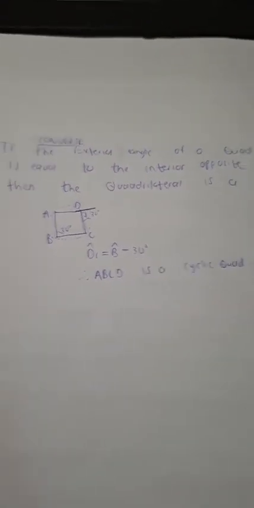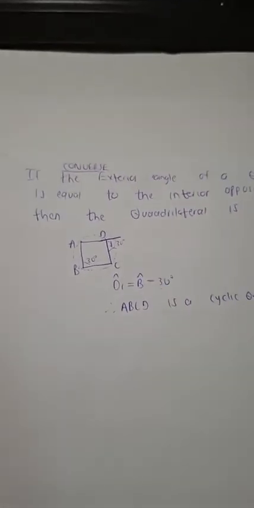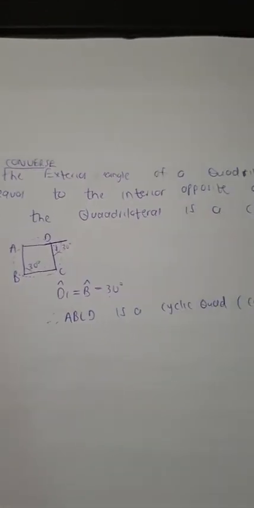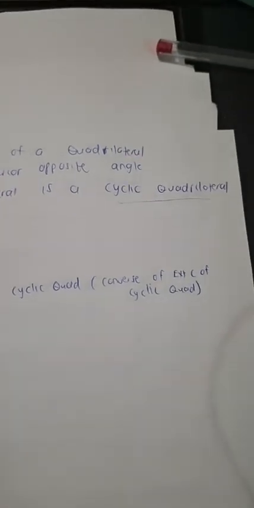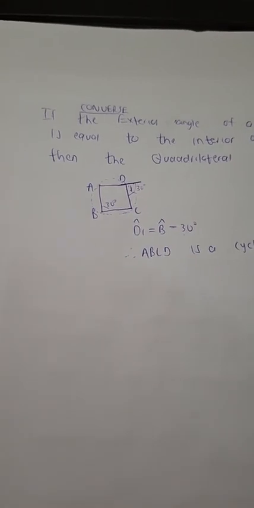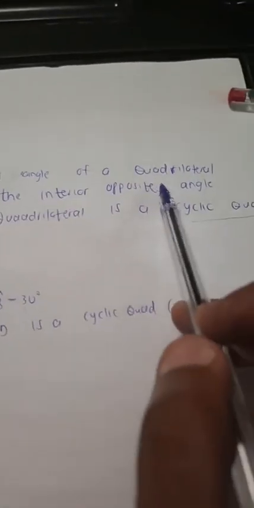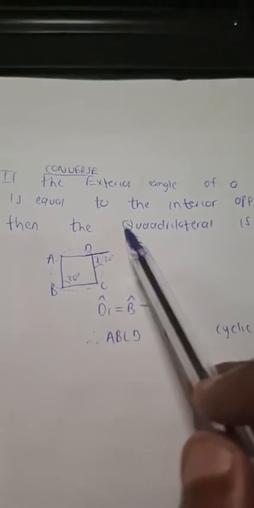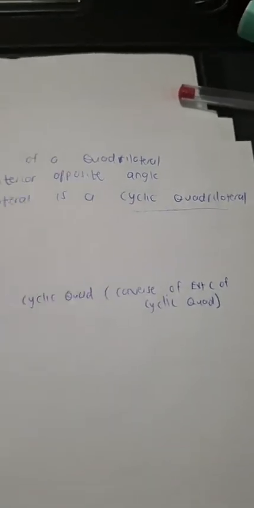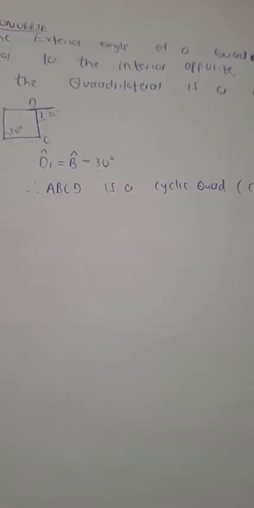Okay, hopefully we are together here. All right, this is the converse of the theorem that says the exterior angle of a cyclic quad is equal to the interior opposite angle. If the exterior angle of a quadrilateral is equal to the interior opposite angle, we say that that quadrilateral is a cyclic quad. And there's the acceptable reason: converse of exterior angle of cyclic quad.